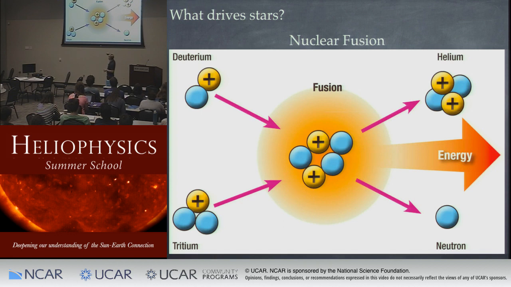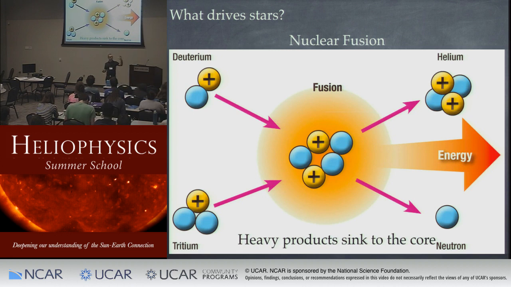This just showed the exact process. We take two hydrogens and fuse them together to get a helium atom. There will be an excess of energy that will generate heat. That heat will exert pressure that pushes out. Okay? And then the star will become a steady state. Oh, and in general, the heavy products will sink into the middle. So through the process of fusion, the lighter element that we fuse will create a heavier element as the product, and that heavier element will go to the middle. That's kind of an important thing to remember.